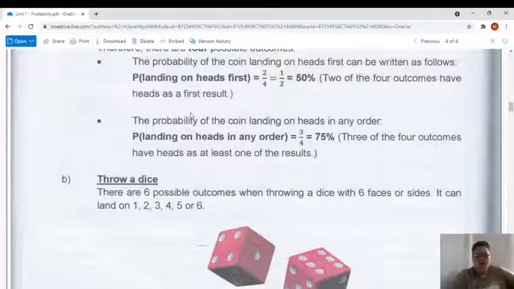So we know that it landed on heads first. Alright? So the probability of it landing on heads in any order is 3 out of 4. 3 of the 4 outcomes have heads as at least one of the results. Okay?